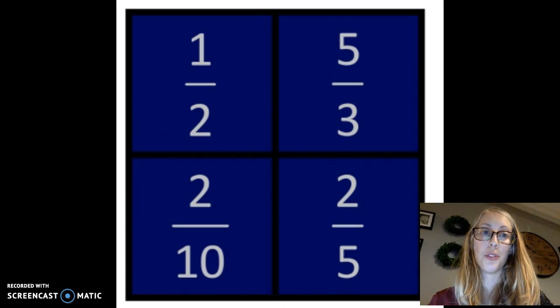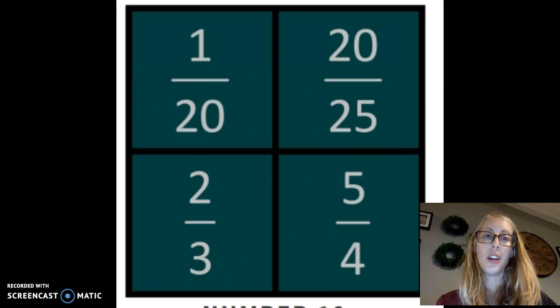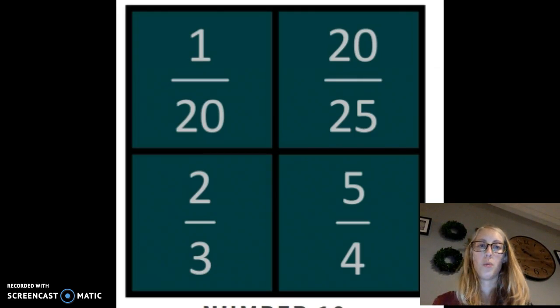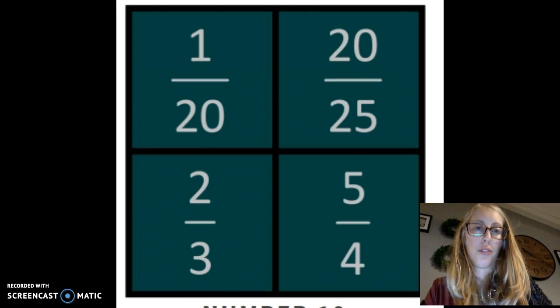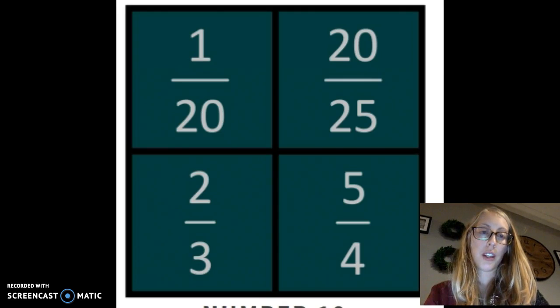Okay, so the second what doesn't belong that you guys can go ahead and try, if you've figured out which doesn't belong in the first one, is a group of four different fractions: 1/20th, 20/25ths, 2/3, and 5/4. Again, you can create this what doesn't belong board in your math journal and then work together to figure out which ones don't belong. Don't forget to construct that viable argument so when we talk tomorrow you can explain why.